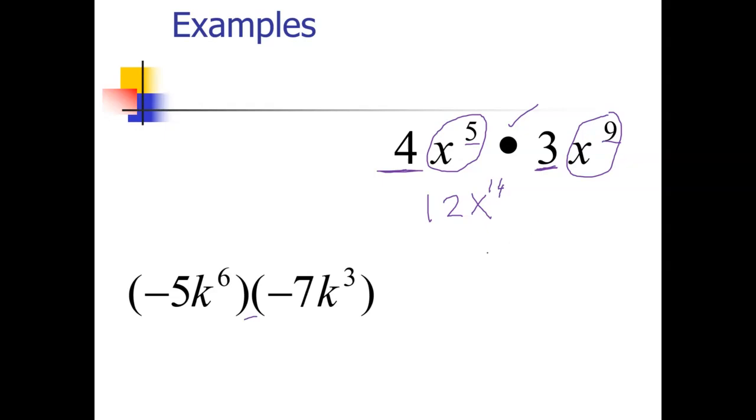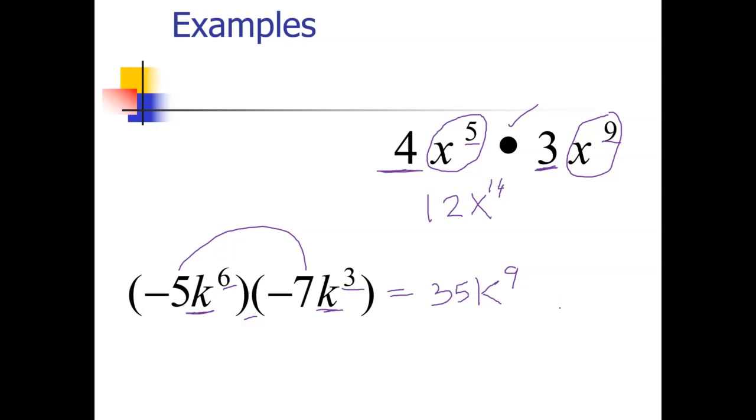Let's try one more. In this case, instead of the dot, I use the parenthesis, but the check mark is done. It's a multiplication. The base is the same for the k. So first of all, I'm going to multiply -5 times -7, which will give me +35. Now, for the k, you need to check the base is the same. So I'm going to keep my k one time. And then I'm going to add the powers on the k, 6 plus 3, and that's going to give me 9.